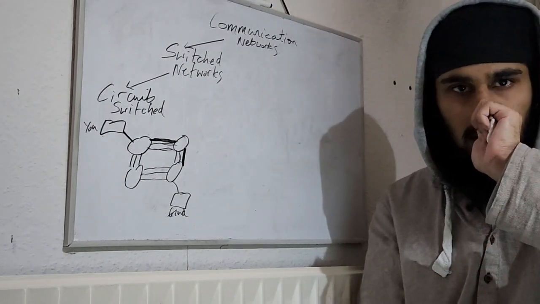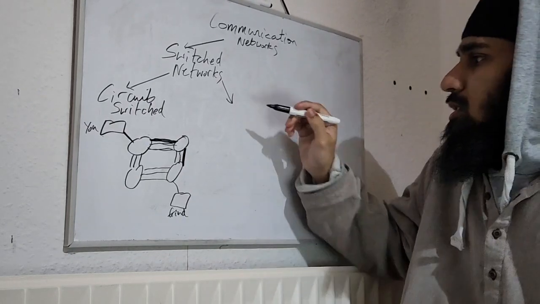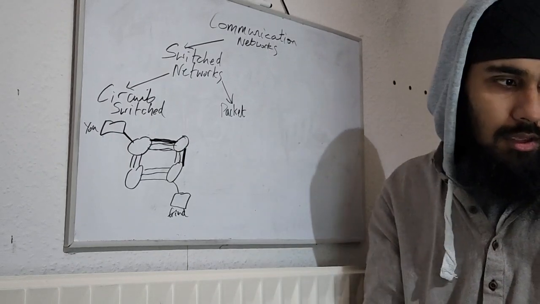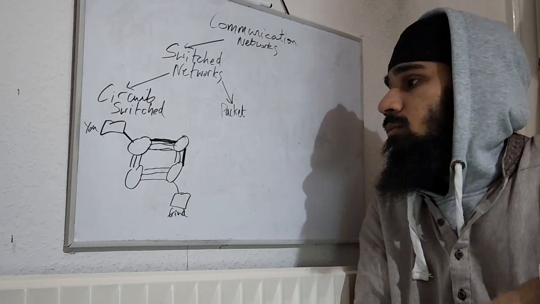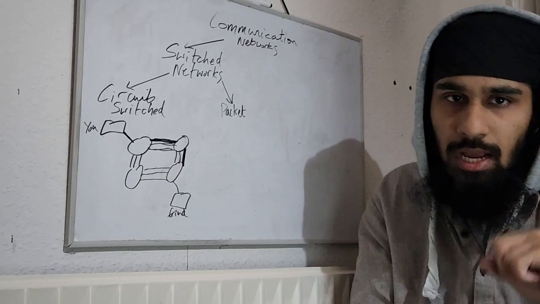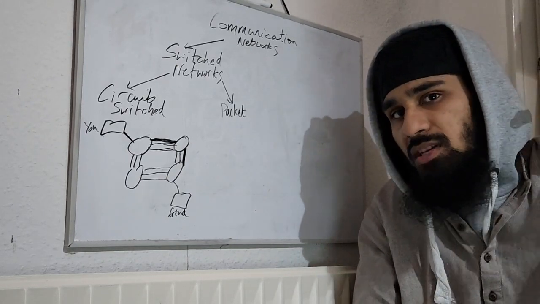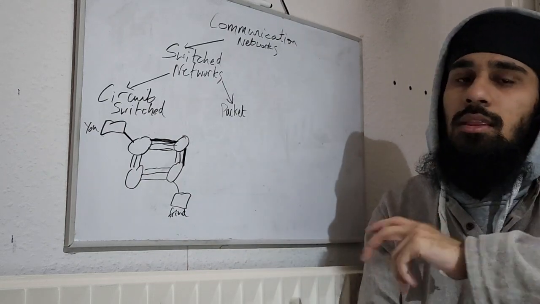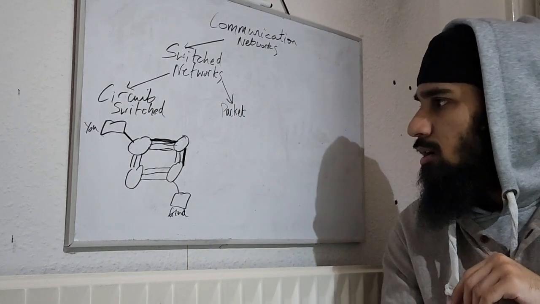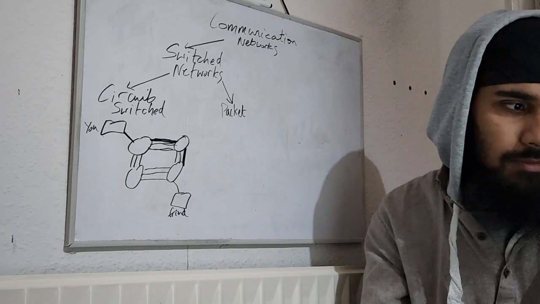Another example of switched networks is packet switching. This is when you send information through packets. So your whole information that you are sending, maybe it's an email, is divided into packets and then sent through a circuit, through a network.